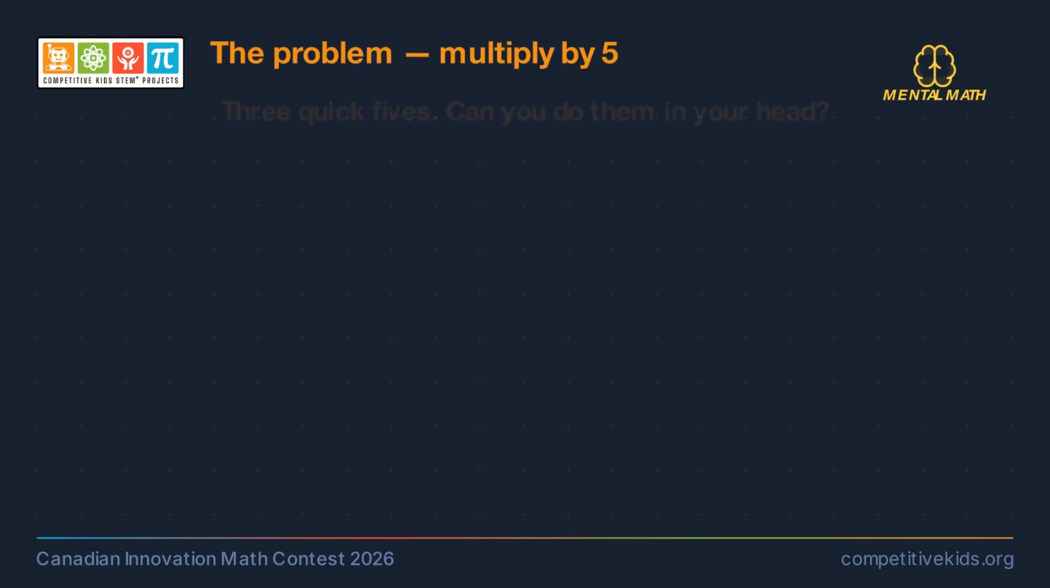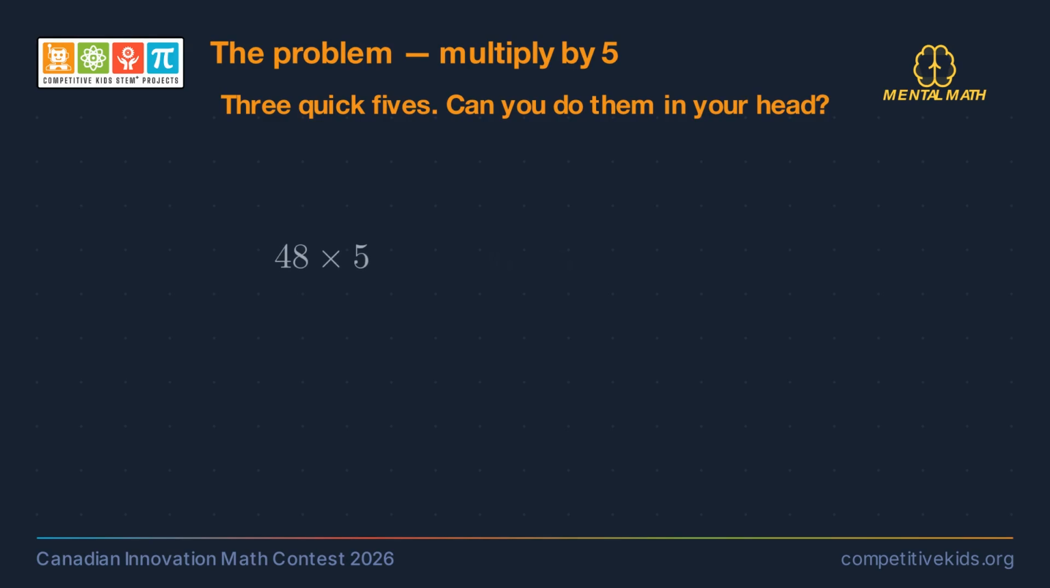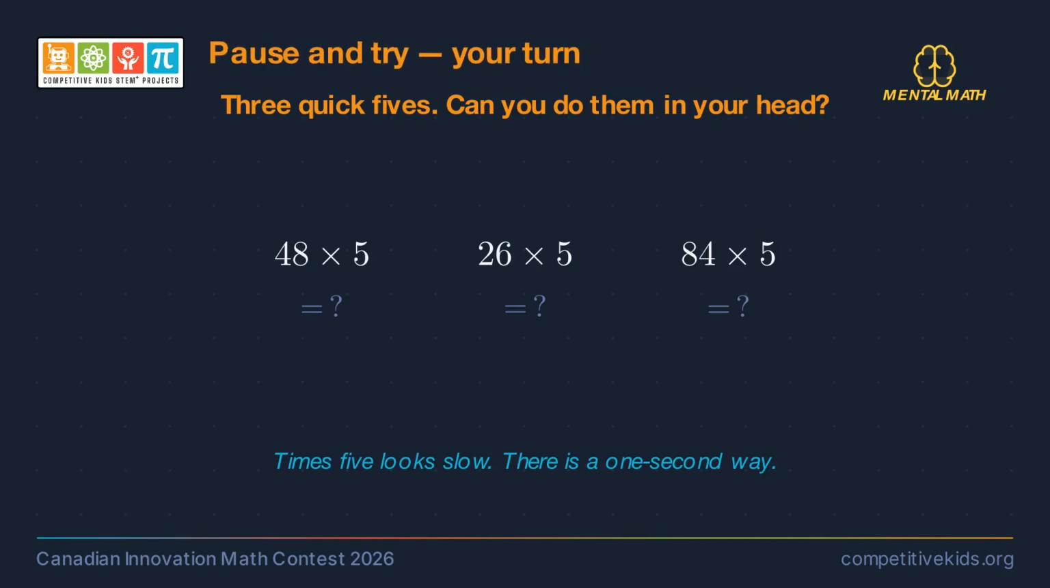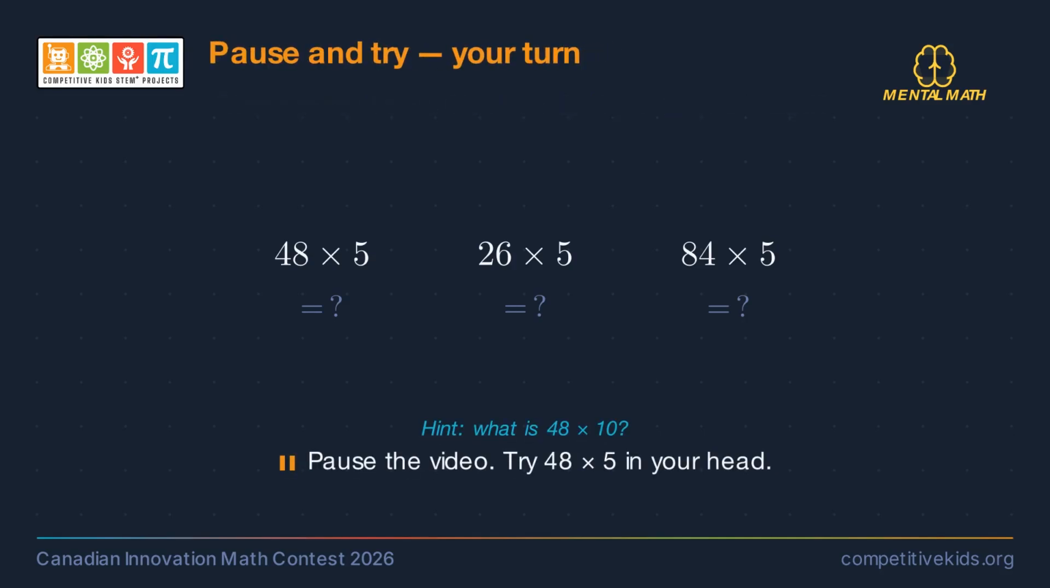3 quick fives. Can you do them in your head? 48 times 5. 26 times 5. 84 times 5. Each one wants an answer. Times 5 looks slow, but there is a 1-second way. Pause the video. Try 48 times 5 in your head.